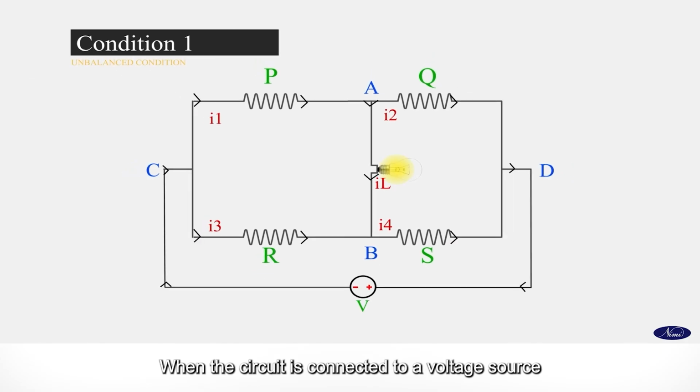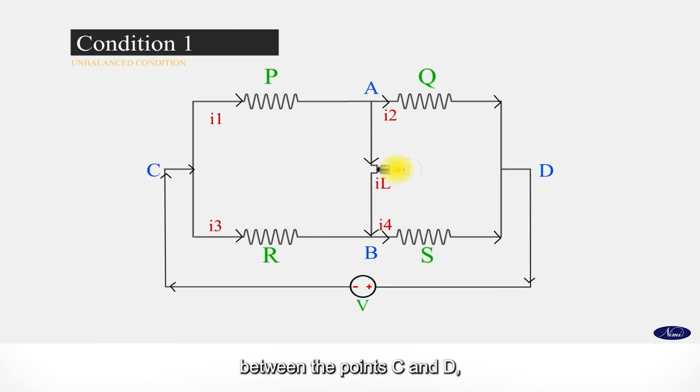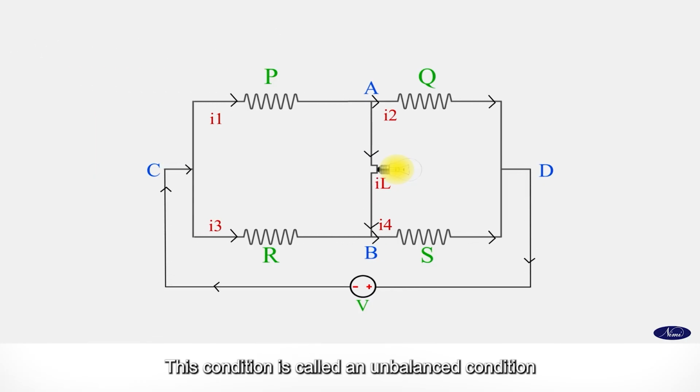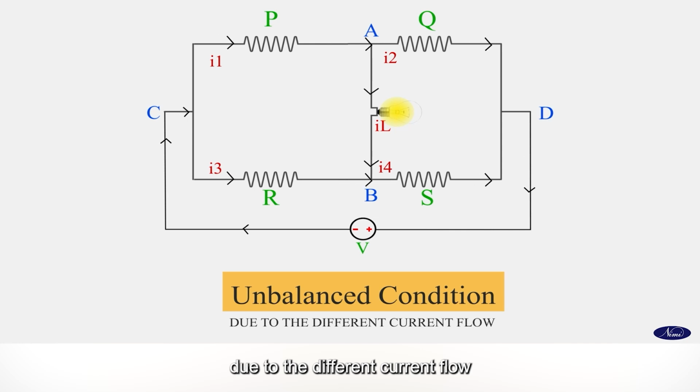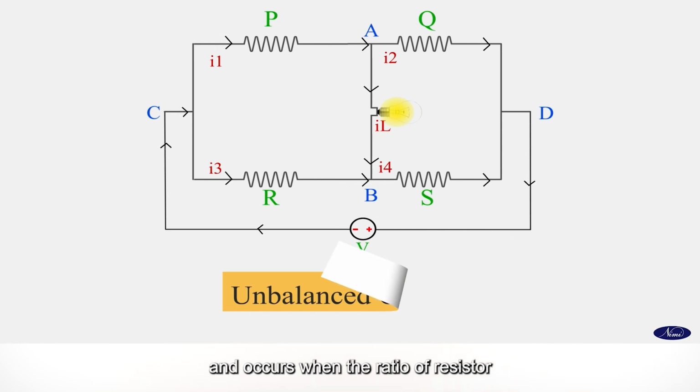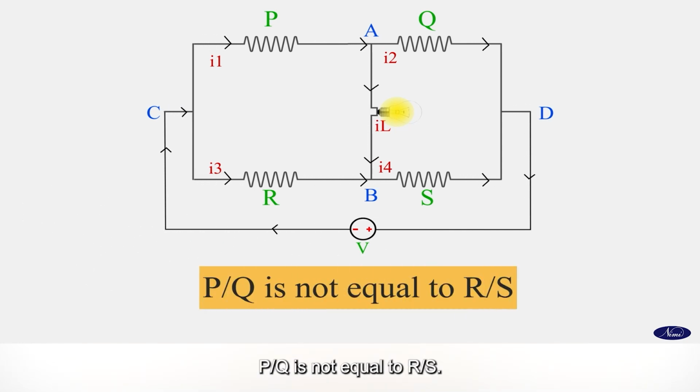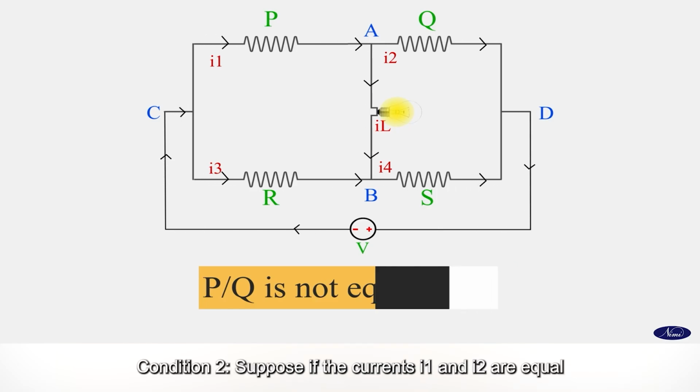When the circuit is connected to a voltage source between the points C and D, current will flow in all the components and the lamp will also glow. This condition is called an unbalanced condition due to the different current flow and occurs when the ratio of resistor P upon Q is not equal to R upon S.